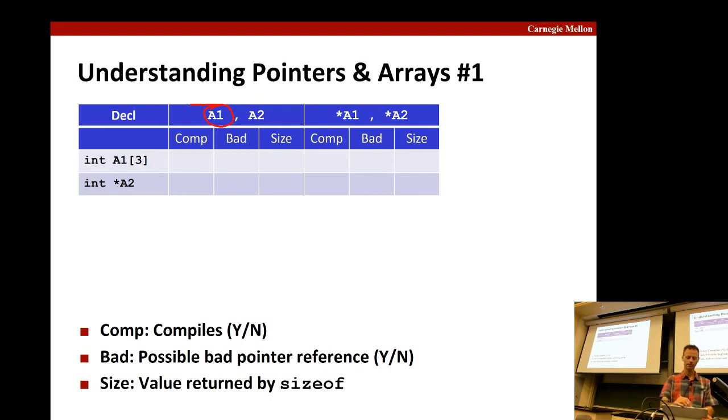No, perfectly good, so this compiles. What if I do a dereference, if I say star of A1, is the compiler okay with that? Yeah, that's fine. Is there an opportunity that I'm going to have a bad pointer reference if I start referring inside to this declaration?